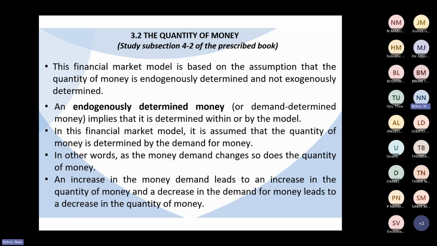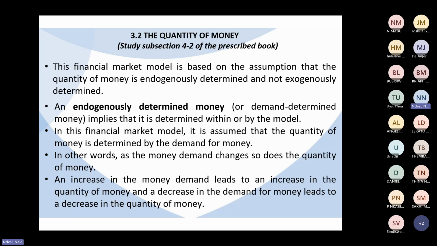So in this financial market model, it is assumed that the quantity of money is determined by the demand for money. In other words, as the money demand changes, so does the quantity of money. An increase in the money demand leads to an increase in the quantity of money, and inversely, a decrease in the demand for money leads to a decrease in the quantity of money.